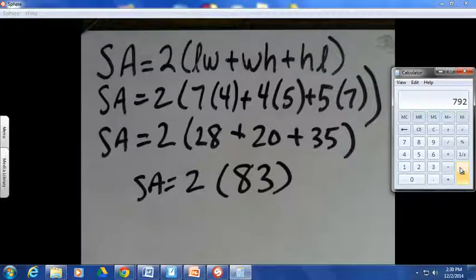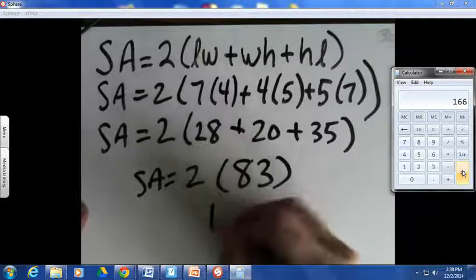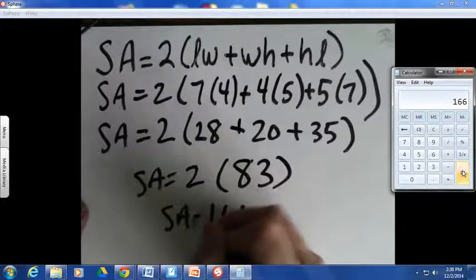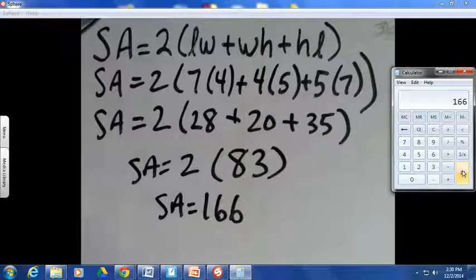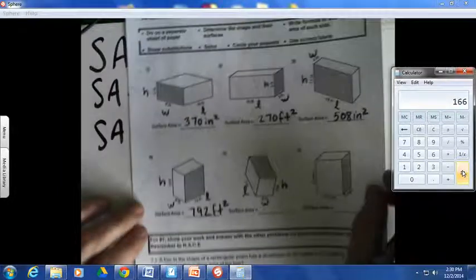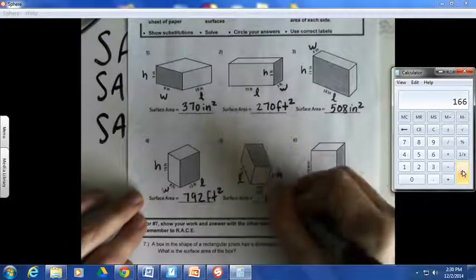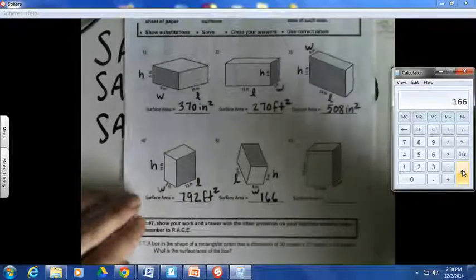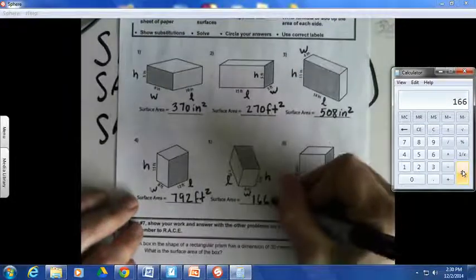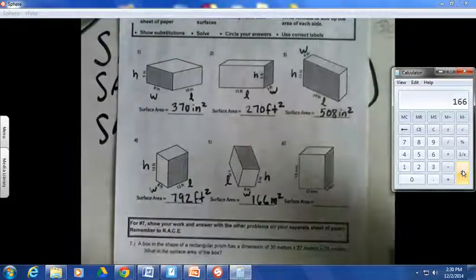Alright, now we do our multiplication and we'll be done. 83 times 2 equals 166. Surface area equals 166. And our units here are meters. So we're going to do meters squared.